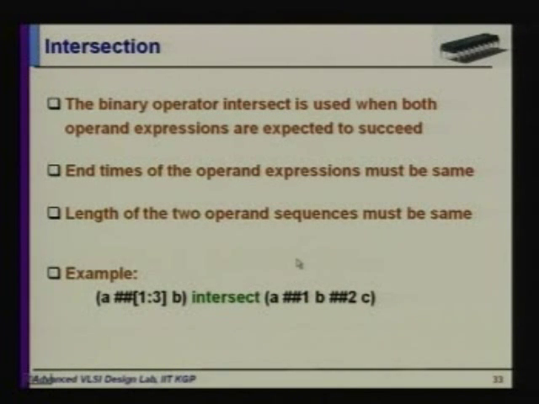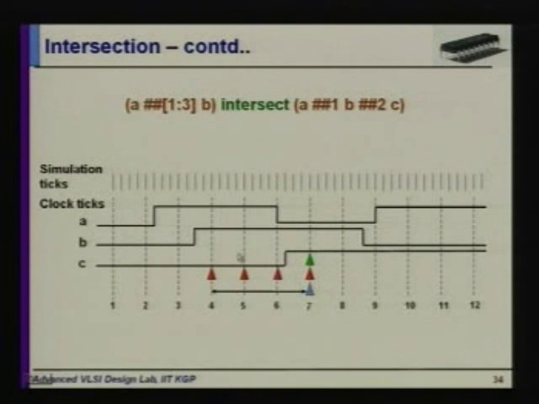Similarly, there is the intersect operator, a binary operator used when both operand expressions succeed. The N times of the operand expression must be the same. Here, N times means the time span of both sequences which you want to intersect must be the same. This timing diagram will show how.